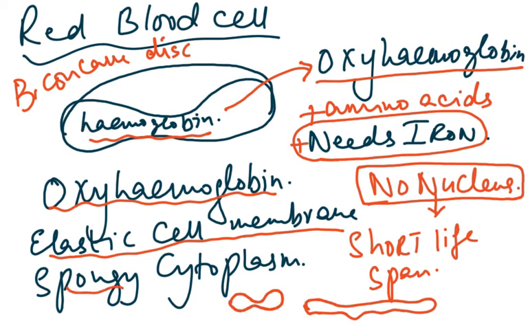Then it has a spongy cytoplasm. The reason why is because when it's passing through these narrow blood vessels, it can squeeze through them. So the red blood cell's function is basically transporting oxygen in the form of oxyhemoglobin.